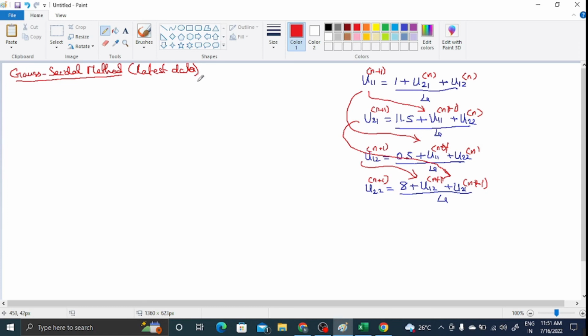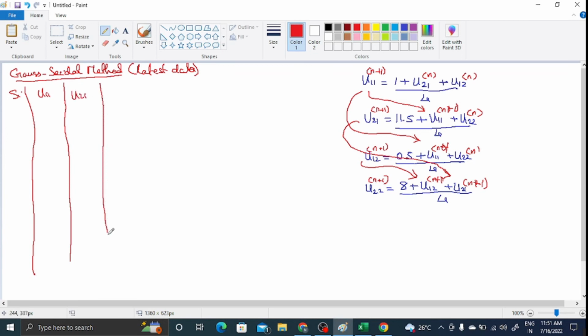So by using the Gauss-Seidel method, solve this problem again and find the answer. Again we have a serial number, iteration, then u11, then u21. In this order, please write the columns: u21, then u12, then u22. So for serial number 0, all data are 0.